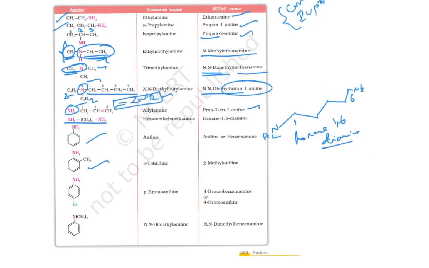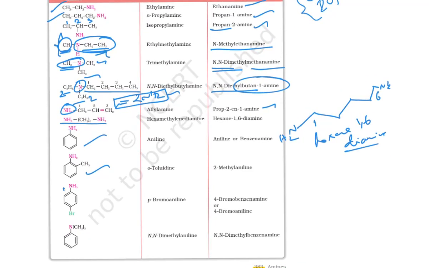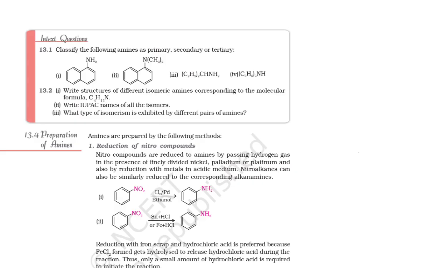Then this is 1, 2, 3, 4. So 4-bromoaniline. In this case, I write it in a bit more elaborate way. CH3, am I right? So N-position methyl. So N,N-dimethylbenzenamine, or aniline. Right.